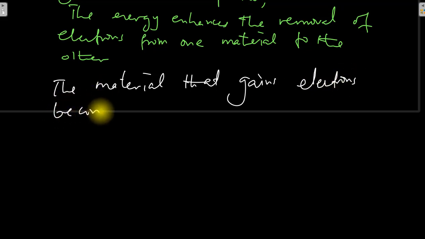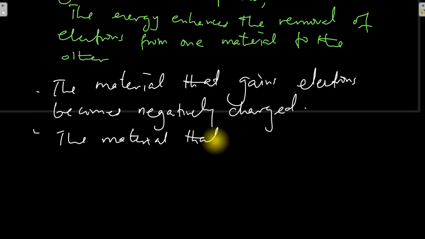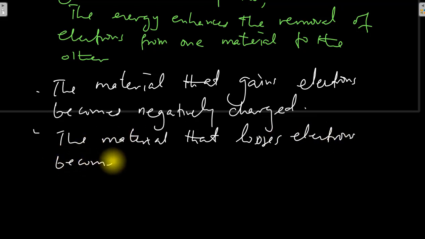becomes, as we have seen for the case of the atoms, negatively charged, since it has an excess negative charge. And the material that loses or donates electrons becomes positively charged, because it has few electrons remaining to counterbalance the positive nucleus, so it has a net positive charge and it remains positively charged.